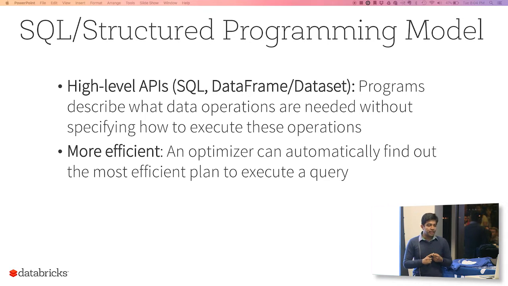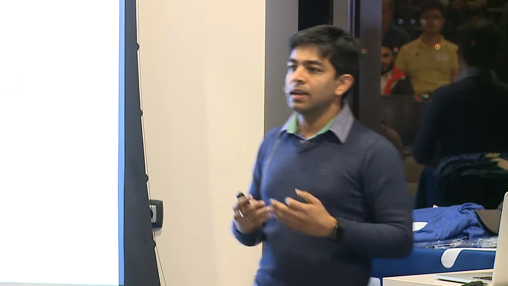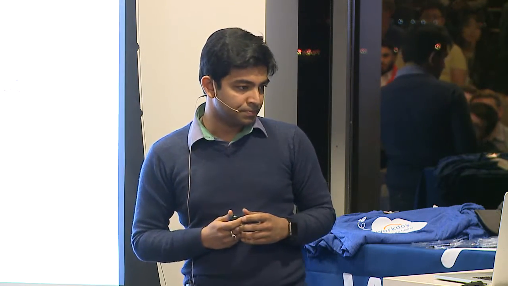And second, since these data sets and data models are more transparent, the optimizer, or more specifically the engine, actually knows about what it's processing and how it's processing it. As a result, it's able to optimize these query plans in a much, much deeper fashion.